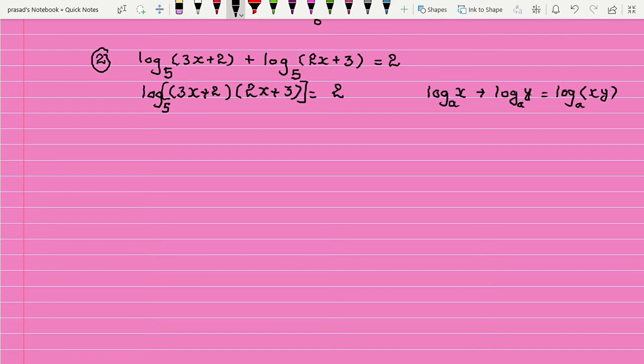Now what will be your next step? Obviously change the log form to the index form. So what will you get, tell me? In the index form the base will be 5, the power will be 2, and the value will be 3x plus 2 into 2x plus 3.